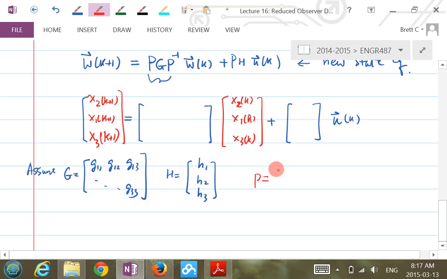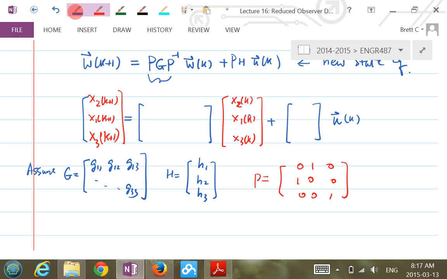So P is 010, 100, 001. So this guy times H, what should it give you? This times this column, H2, right? And this times this column, H1 and H3. Okay? Yeah. So bear in mind, you're not picking new state variables, you're just reordering the state variables here.